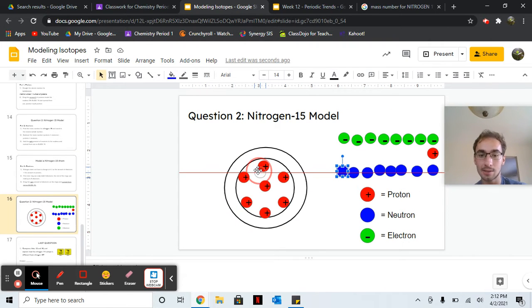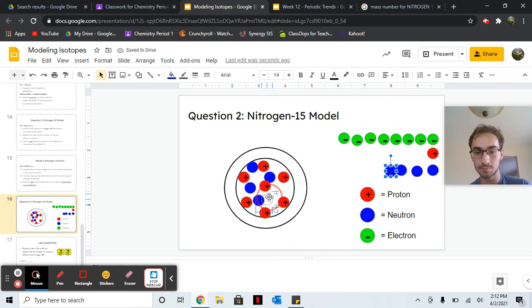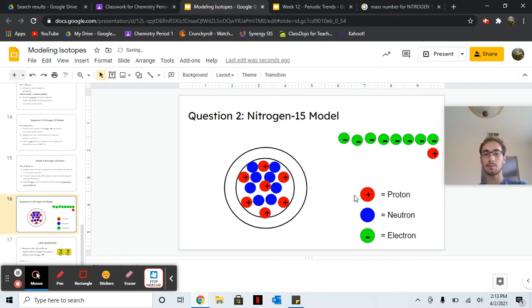All 8. So just put them in the atom wherever you can fit them. Remember, it doesn't have to be perfectly symmetrical. Just put them wherever you can find space. 6, 7, 8. Okay.